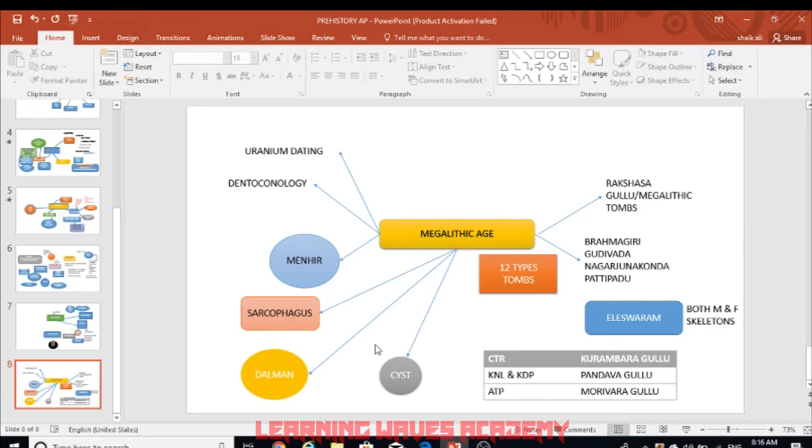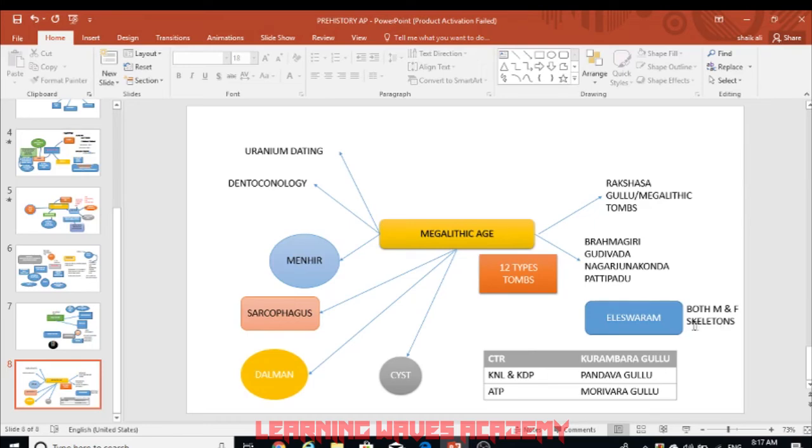So towns of this age are called Rakshasa Gullu or megalithic tombs, because the tombs are made up of large stones, and there are 12 types of tombs found during this megalithic age. And the main places where tombs were found were Brahmagiri, Gudivada, Nagarjunakonda and Pattipadu. In Eleshwaram, in one tomb, both male and female skeletons were found.